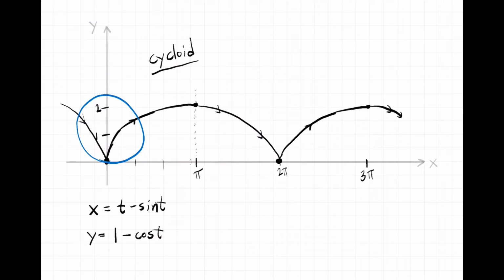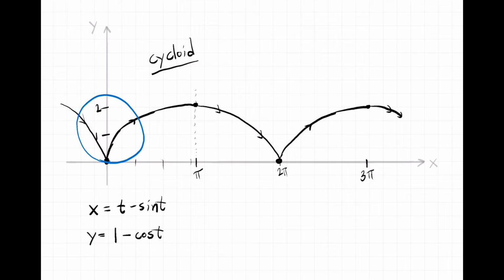We found that the equations for a cycloid made by a circle of radius 1 are x equals t minus sine t and y equals 1 minus cosine t. Now, of course, if you want to change the radius of the wheel, you could always multiply both your x and y equations by some new radius, and that will expand the cycloid in both the x and y directions by a factor of whatever the radius of the wheel is. But let's just stick with radius 1 to be simple.